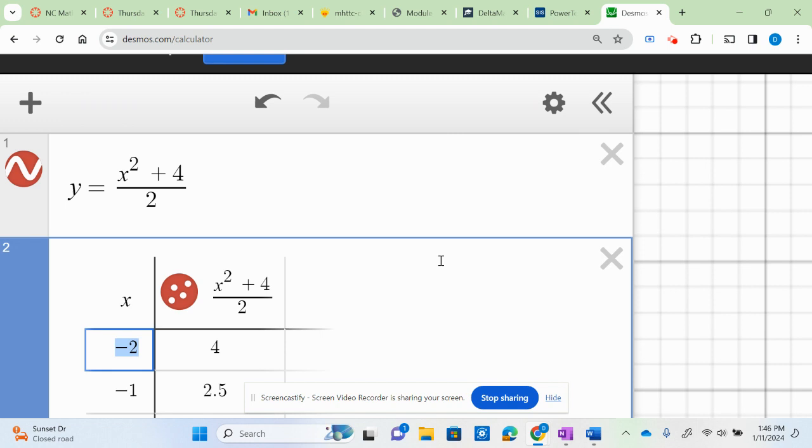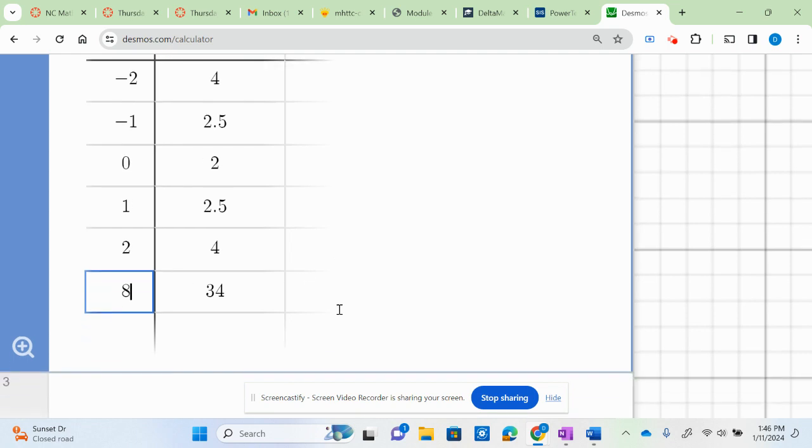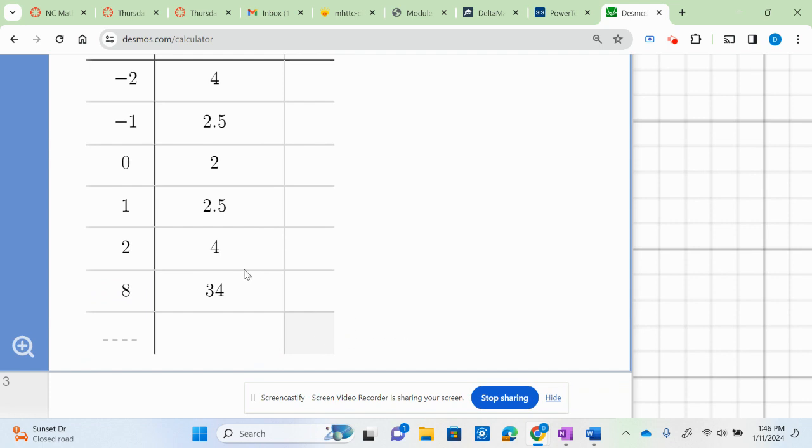Okay. What values are we finding? X is 2 and X is 8. If you don't have an 8 as an input, you just type it and it'll tell you what your output is. Let your calculator or Desmos do the work for you, right?